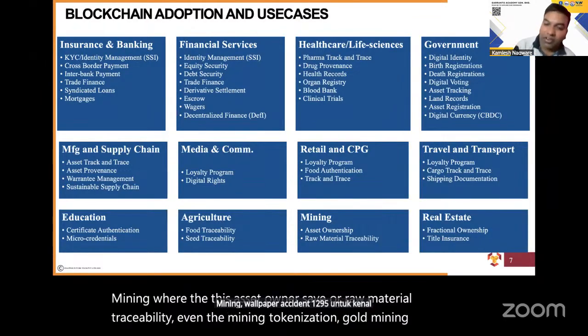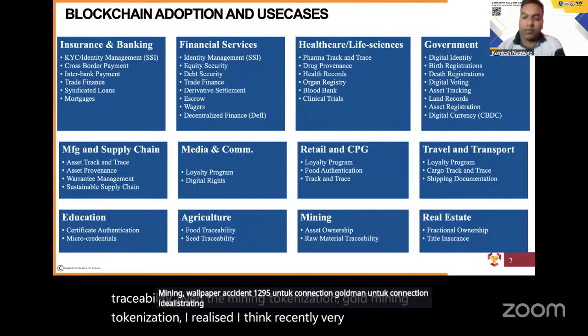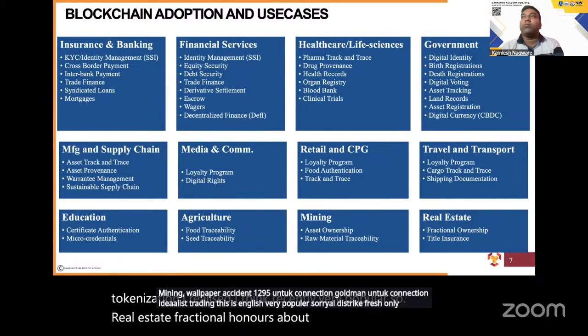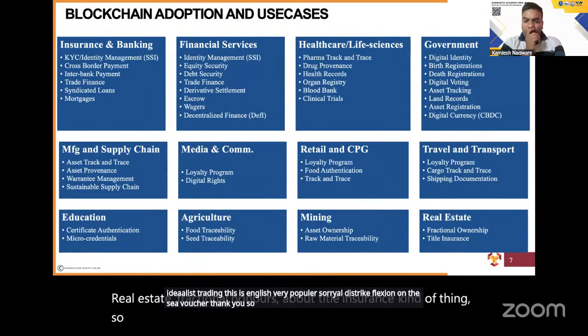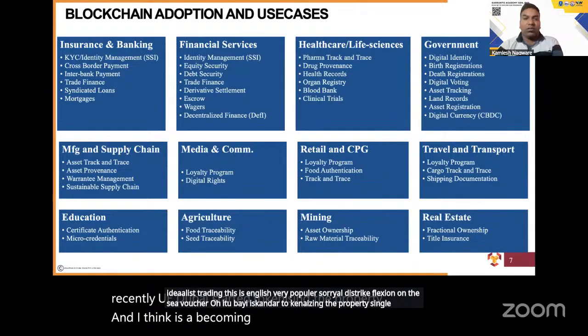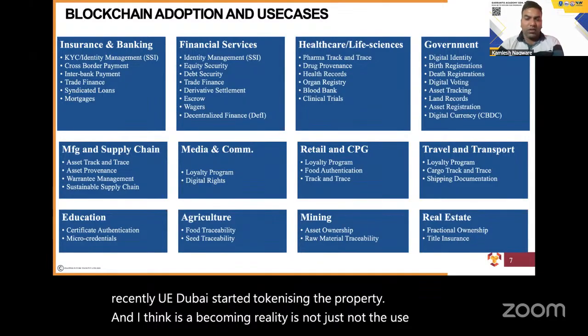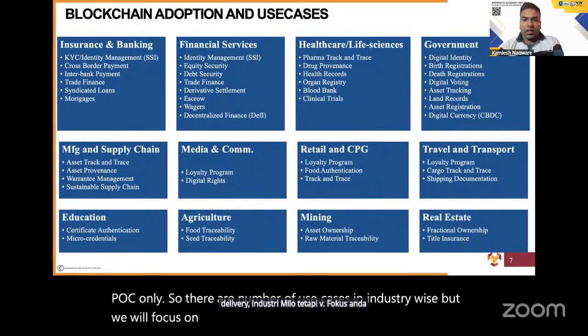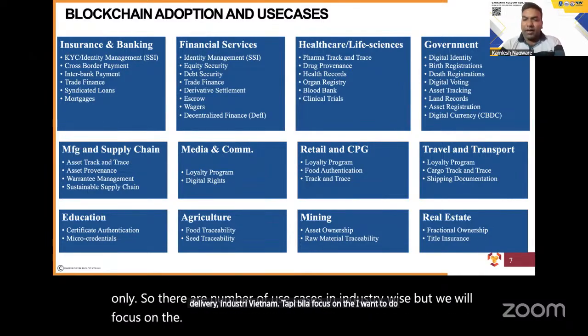Real estate, I think, is recently very popular: fractional ownership or title insurance kind of things. Recently UAE, Dubai started tokenizing properties. I think it is becoming a reality. It's not only use cases and POCs. So there are a number of use cases industry-wise, but we will focus on our main topic, banking and finance.